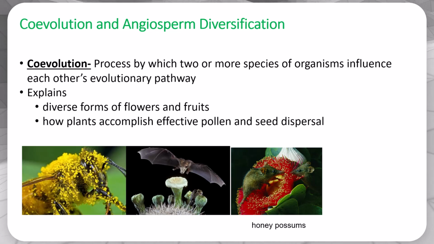So plants and fungi evolved together in many ways, like we talked about, but plants have also evolved along with animals. So coevolution, co is sharing, right? So coevolution is when two or more species are sharing an evolutionary pathway. So really this helps explain the diverse forms of flowers and fruits. I think when people think about pollinators, many people think about bees, but there's also bats and other mammals and other kinds of insects that help pollinate plants as well.